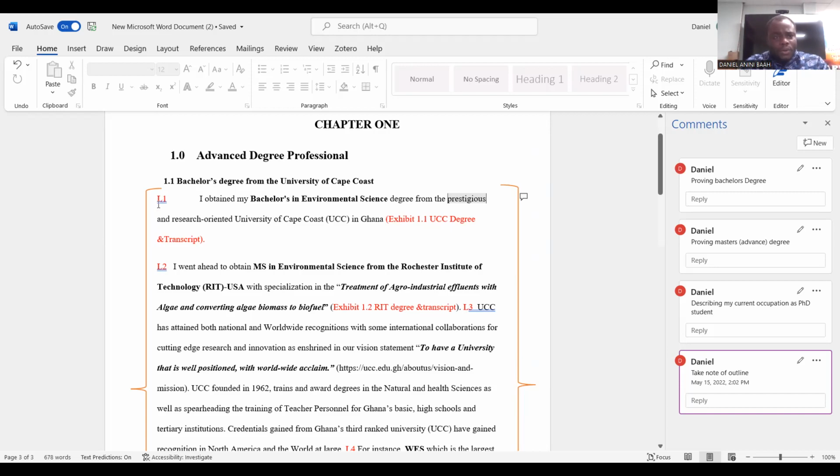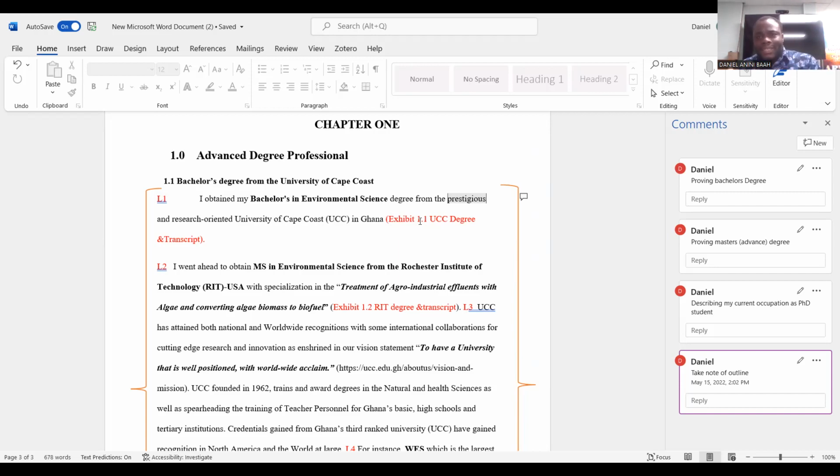Let's look at line 1, as I've indicated by this L1. You see that he said, "I obtained a bachelor's degree in environmental science from the prestigious and research-oriented University of Cape Coast in Ghana. Exhibit 1.1, UCC degree and transcript." UCC means University of Cape Coast. Remember, the rule of the game is evidence. So you see that whatever this person said, he has to provide evidence. For his bachelor's degree, he has a bachelor's in environmental science from a prestigious Ghanaian university.